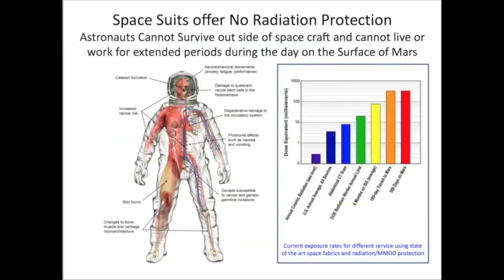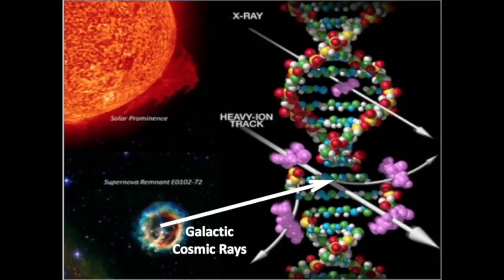You get neurobehavioral decrements in anxiety, fatigue, and performance, cataract formation, damage to the quiescent neural stem cells in the hippocampus, increased skin cancers, degenerative circulatory system damage, prodromal effects such as nausea and vomiting, skin burns, changes to bone and muscle and so forth, because protons kill bone marrow. If you get hit by a big enough solar storm of protons and it kills all your bone marrow, you don't make any red blood cells. If you don't make any red blood cells, you're dead in 2 weeks because your body's constantly replacing them. And here's why it's dangerous.